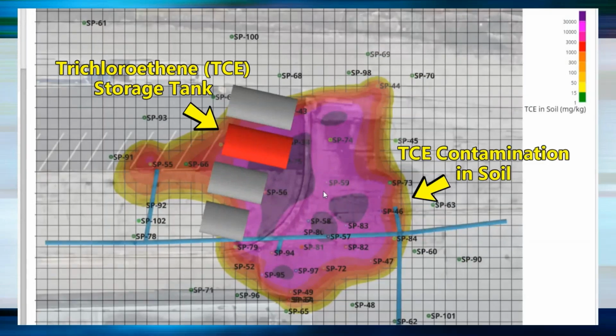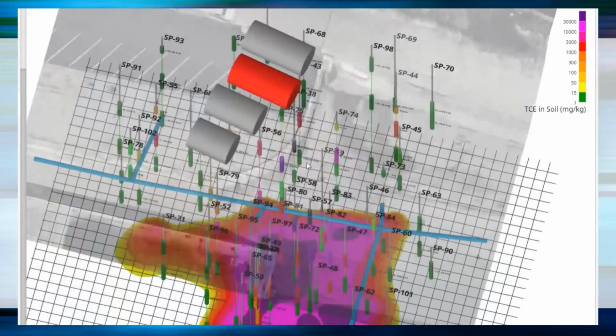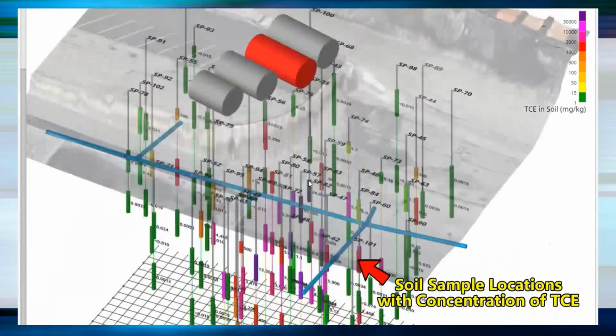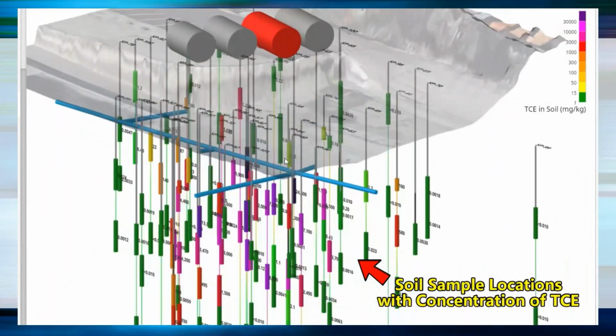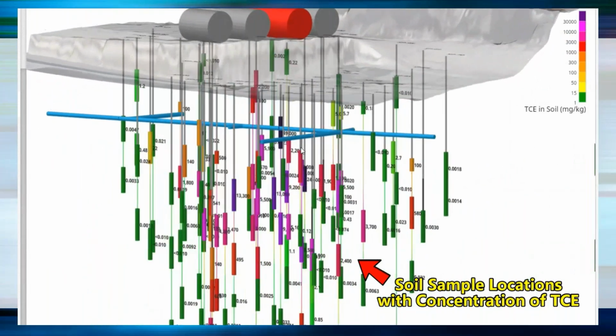And that is the one that leaked. And there's our footprint in soil. That blue is an active water line that we actually had to abandon before we did this soil mixing project. Those are the soil sample locations with the concentration of TCE shown.